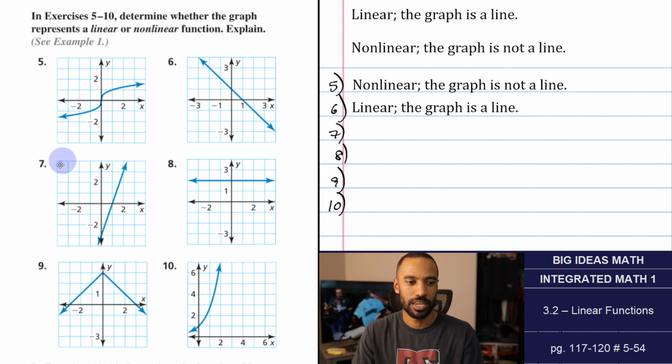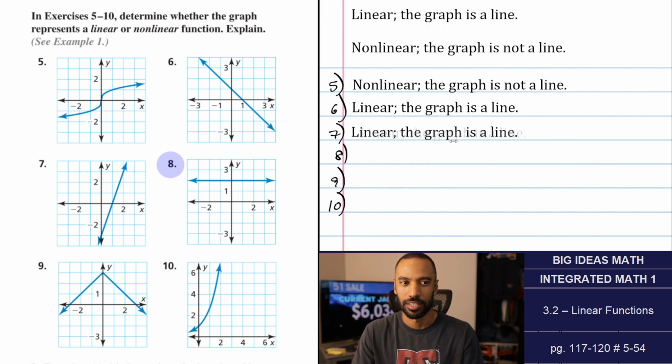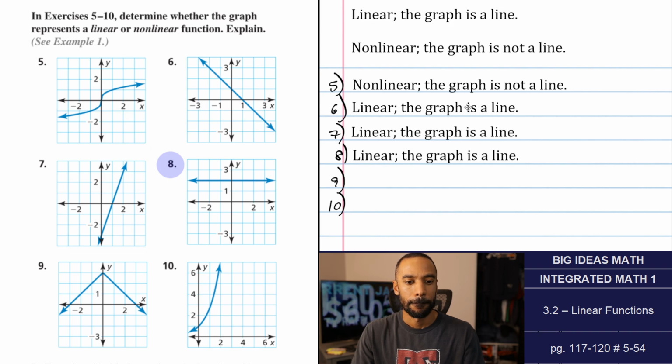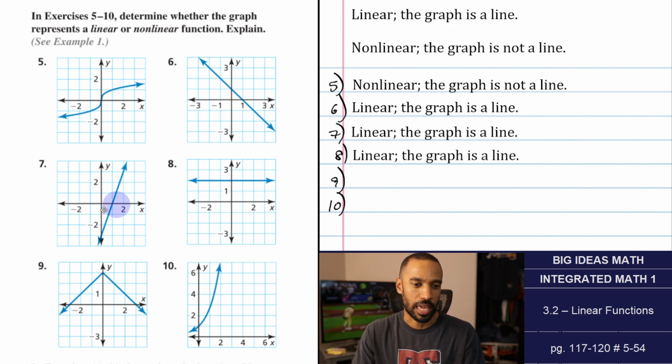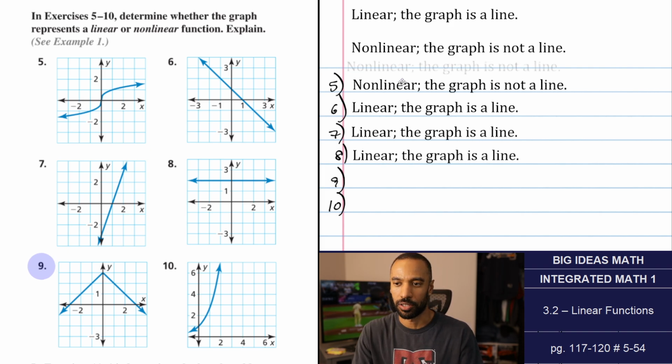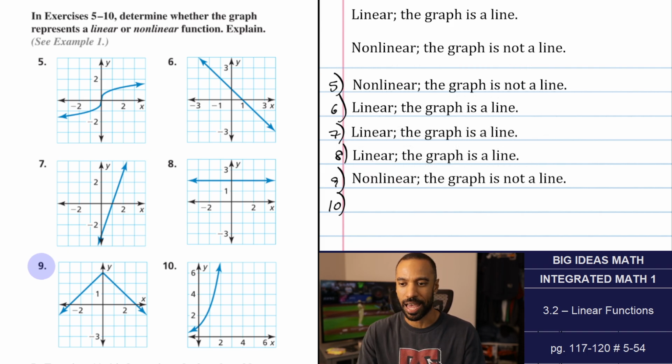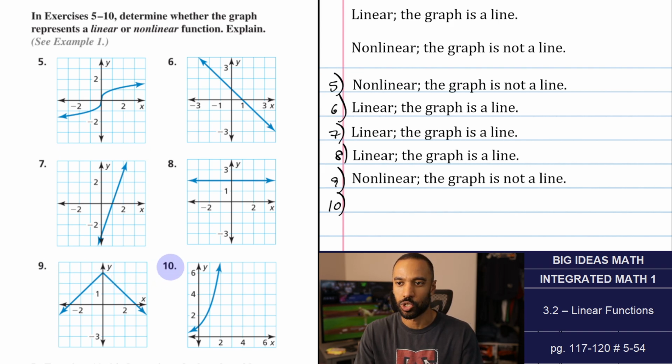Number 7. Is this linear? You betcha. How come? The graph is a line. Number 8. Is it linear? Uh-huh. The graph is a line. Now, I'll talk about, okay, they don't have it in the set. Number 9. I have 2 lines, sort of. That makes it non-linear, though. If it's a V shape like that, not a line in that case. And number 10, also a curve. Can't draw a line through that one.